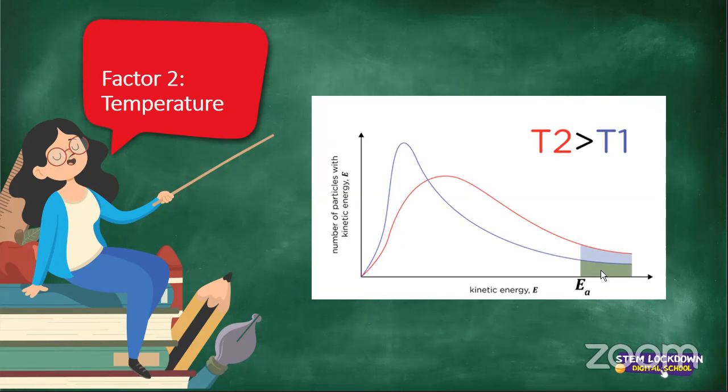Sorry, I'll slow down. Okay, so what that means is when you're increasing the temperature, more of your particles gain kinetic energy, so they're moving around quicker. When more of them are moving around quicker, that means more things will bump into each other.